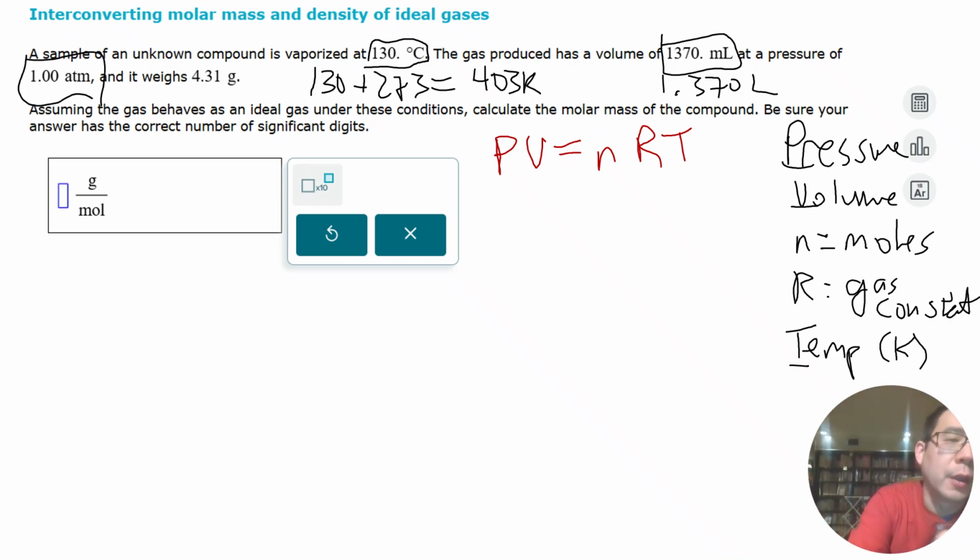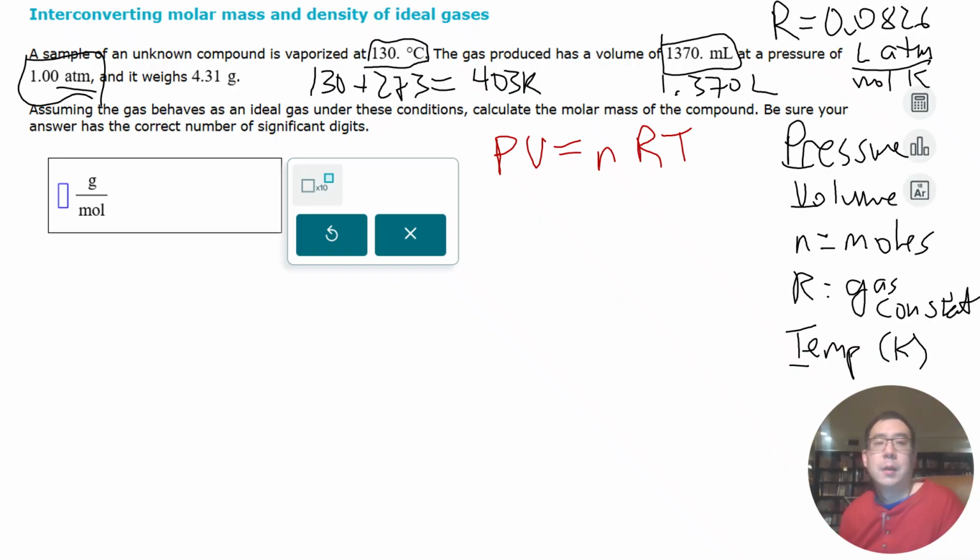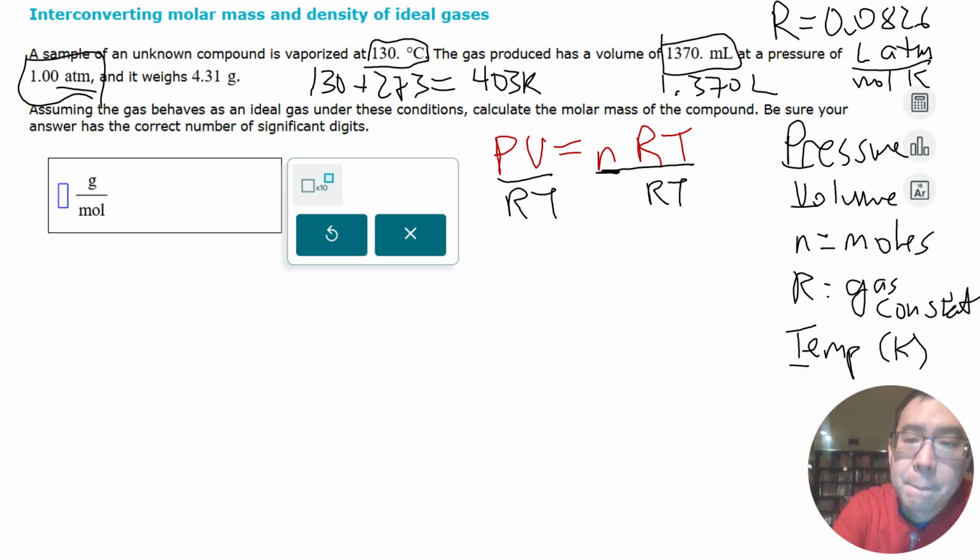Since it's atmosphere, I'm going to use this particular unit of R equals 0.0826, and the unit is liter atmospheres per mole Kelvin. Okay, so I have all my information set up, and I know I need to solve for n. So I'm going to divide both sides by RT. The RT cancels off the right, and I get n equals PV divided by RT.